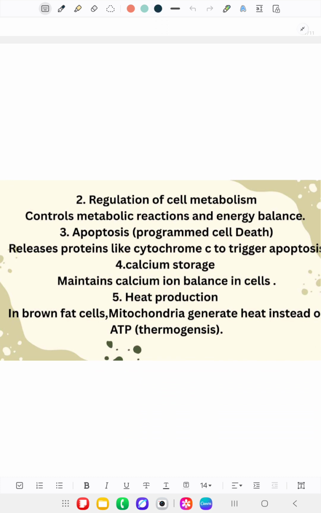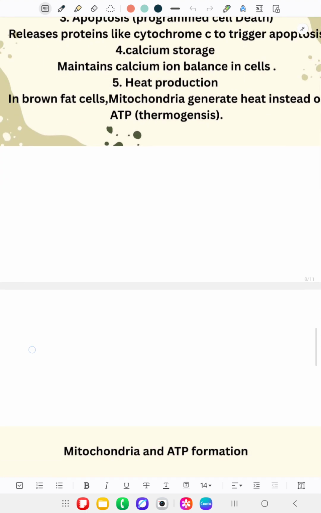Regulation of cell metabolism: controls metabolic reactions and energy balance. Apoptosis, programmed cell death: releases proteins like cytochrome C to trigger apoptosis. Calcium storage: maintains calcium ion balance in cells. Heat production in brown fat cells: mitochondria generate heat instead of ATP, that is thermogenesis.